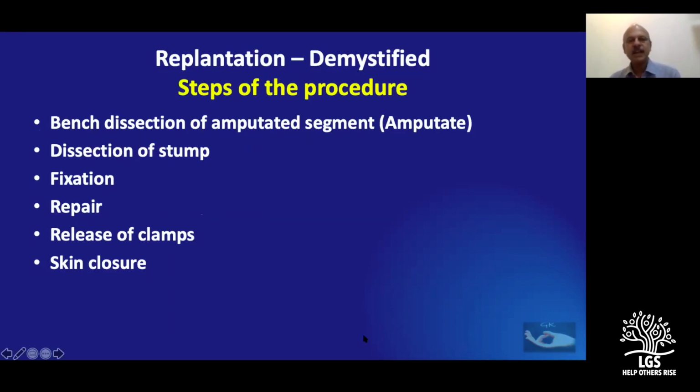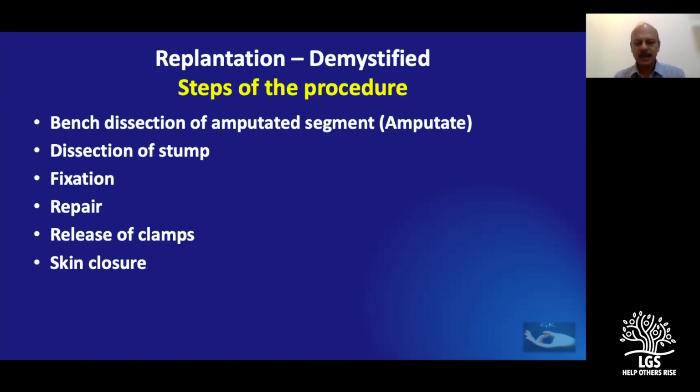And we shall now go into the procedure as such. The amputated part has been brought into the theatre. The investigations have been done. It has been brought inside. The first step is bench dissection of the amputated segment, which we call the amputate. So even before the patient comes in, or while the patient comes in and is resuscitated and the anesthesia is being given, the bench dissection is being done.